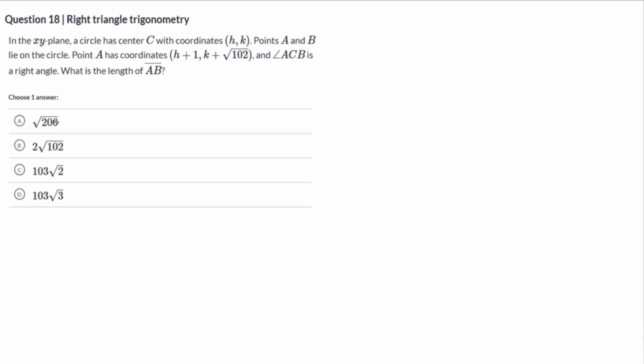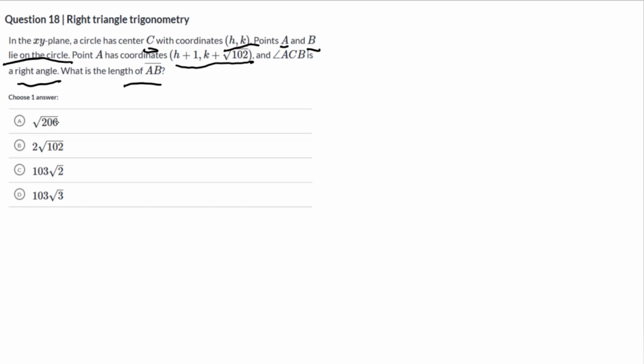This next problem says, in the xy plane, a circle has center C with coordinates h, k, and points A and B lie on the circle. Point A has coordinates h plus 1 and k plus the square root of 102, and the angle ACB is a right angle. What is the length of AB?